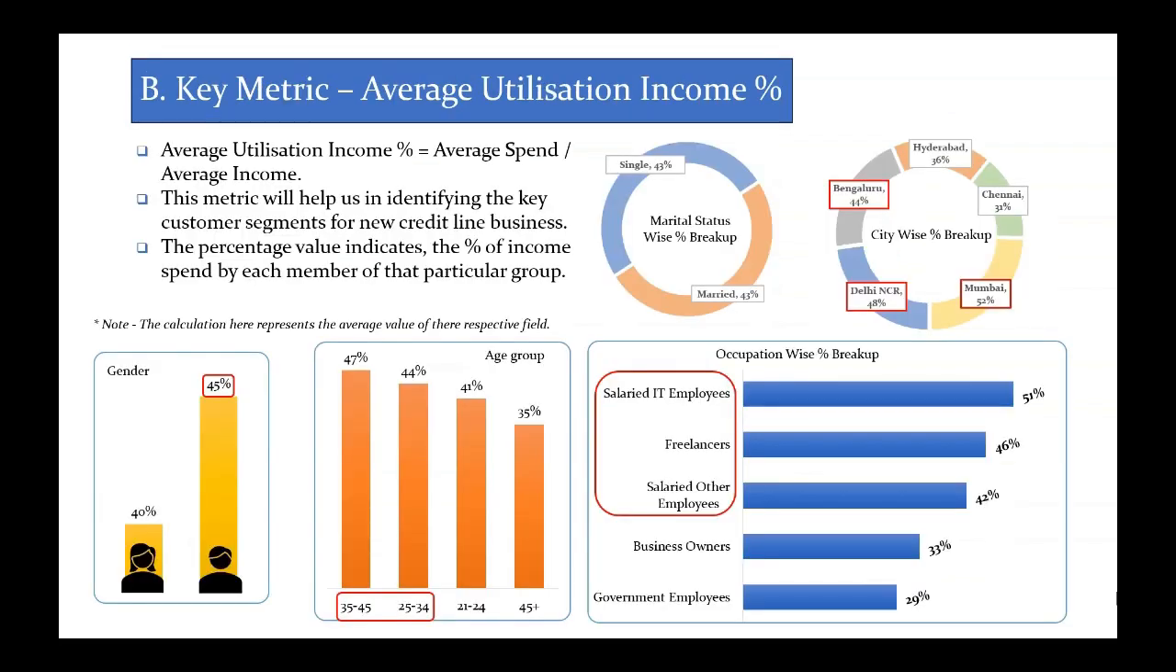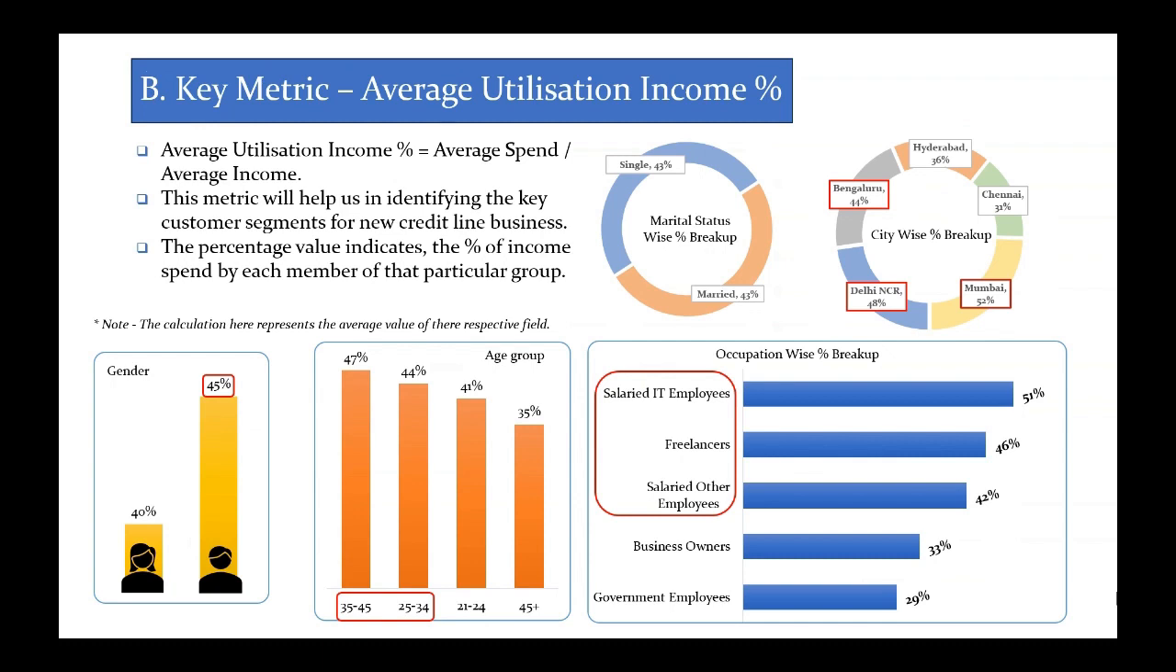Now, to analyze and understand, we need to look at two things. First, the key metric, and then their spending insights. For the key metric, here it is the average utilization income percentage, which is the average spend by average income. This metric will tell us what percentage of their income a particular group is spending. It will tell us who will be our customer segment for our new credit line business.